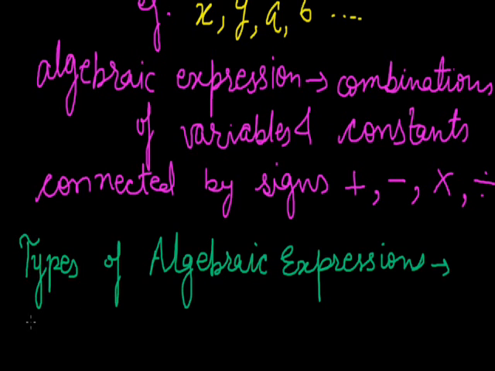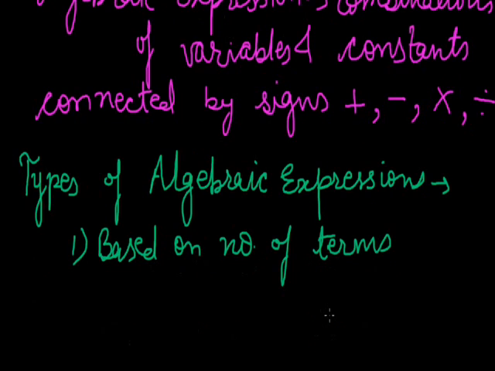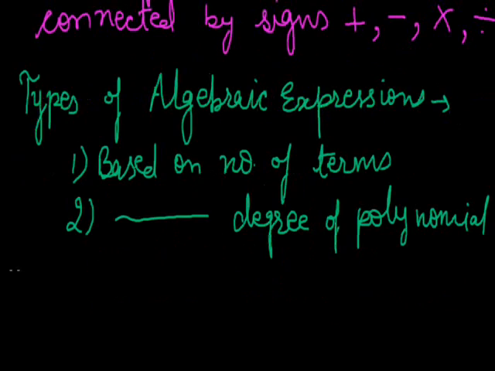The types of algebraic expression are based on two categories. One is based on the number of terms contained in it, and the second is based on the degree of the polynomial. Let us see something about the number of terms.